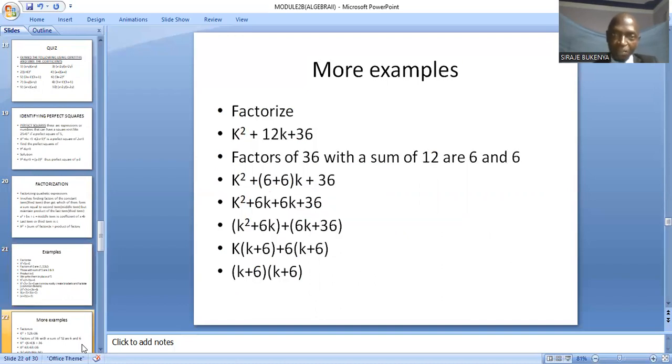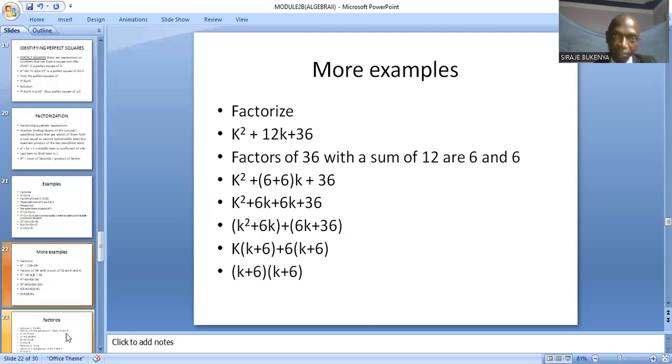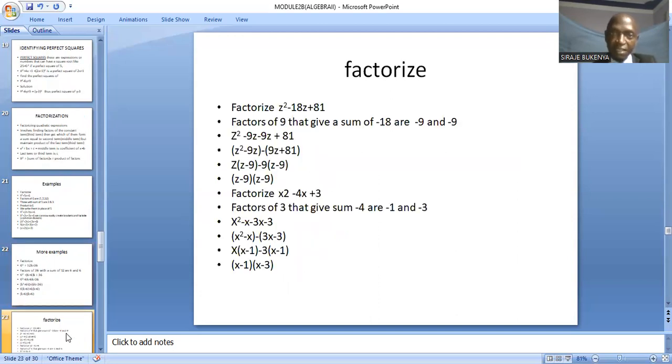For more examples, they said factorize k squared plus 12k plus 36. Get factors of 36, which is going to be 6 and 6, whose sum is 12, and the product is 36. And then you can write 6, 6 to replace the 12, and you can get the result like that. They say factorize this. So now you can use that idea I've talked about.